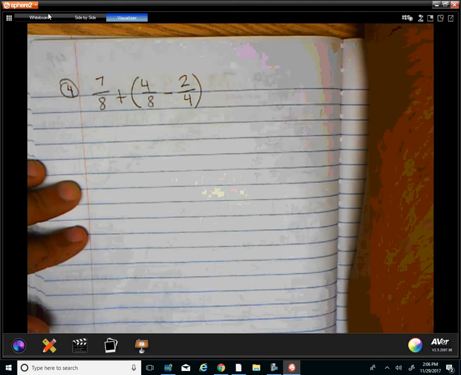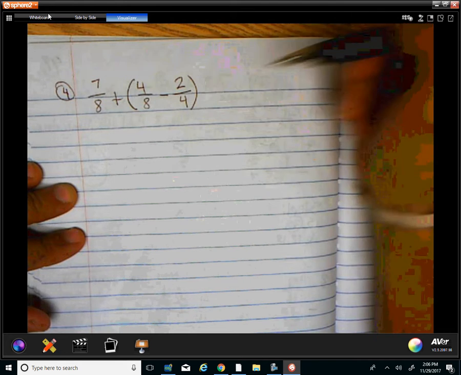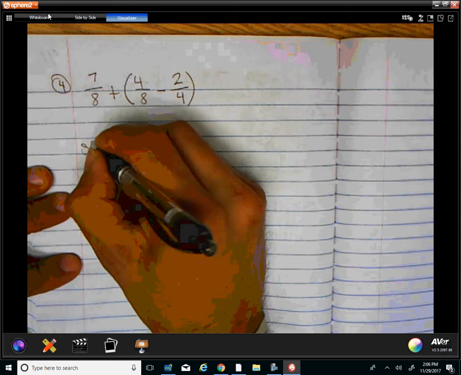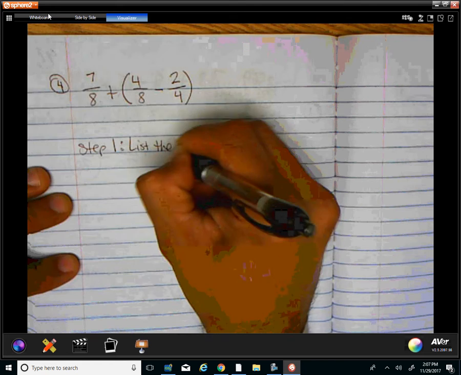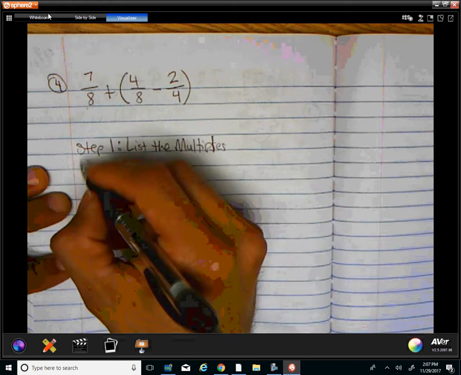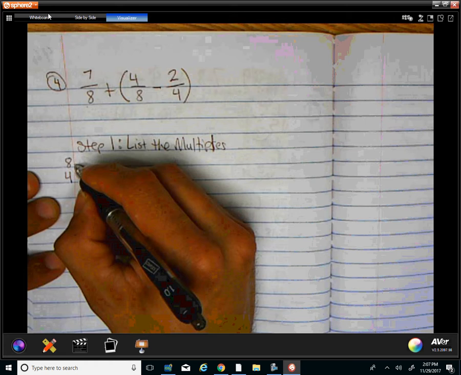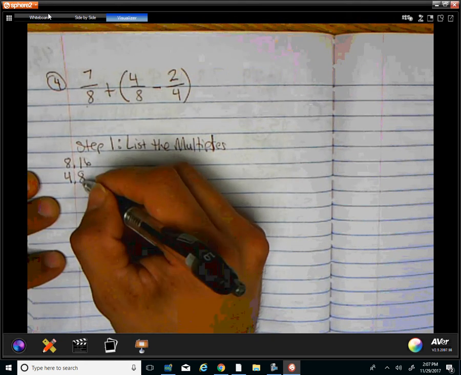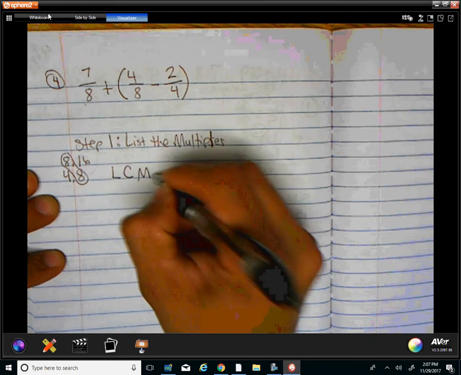So now we have two operations, addition and subtraction. We have different denominators of 8 and 4. You still follow the same 3 steps. Okay, so step 1, list your multiples. Multiples of 8 and multiples of 4. So 8 times 2 is 16. 4 times 2 is 8. And you can stop there. Your least common multiple is 8.